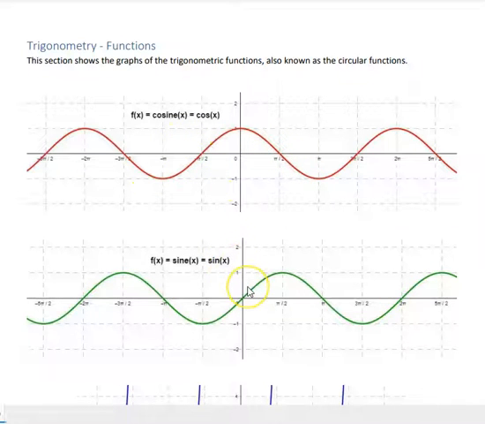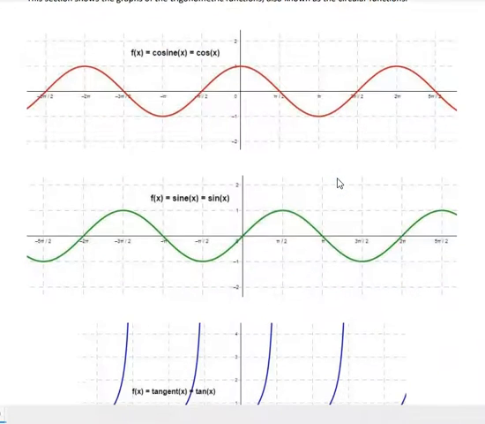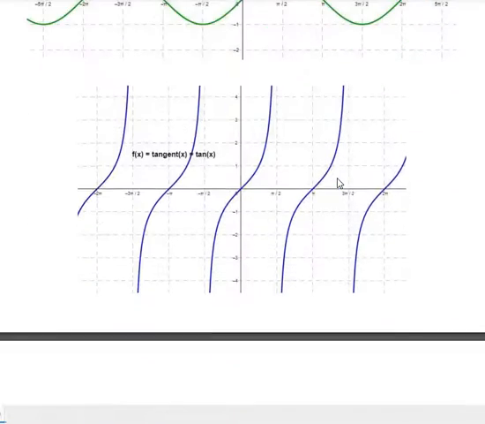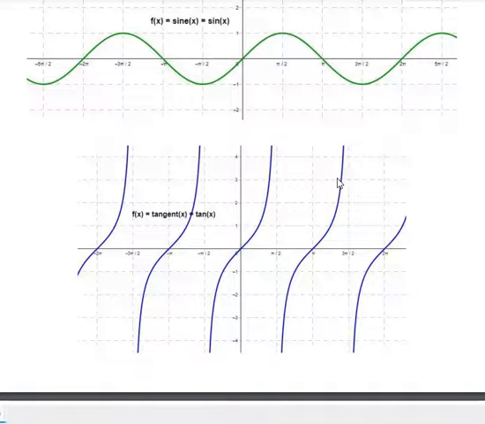Similarly, the sine has a period of 2 pi. Every 2 pi, it's the same value. And tangent looks a bit different. It doesn't look like a wave.